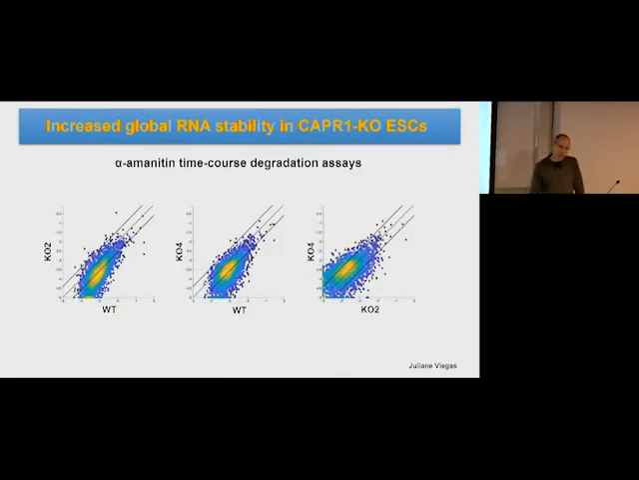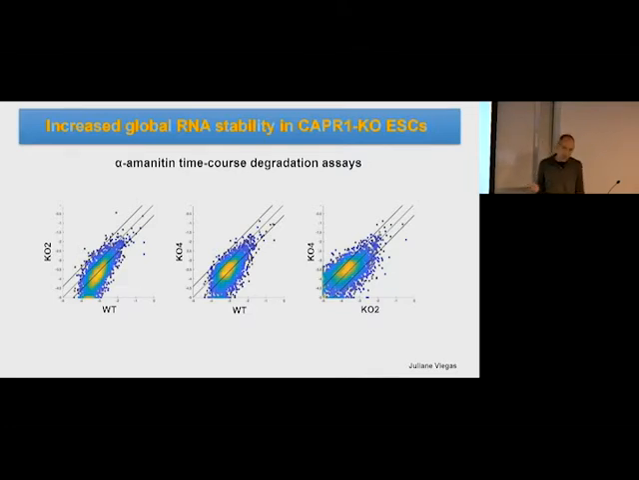So we went genome-wide, and we did the same experiment. What we're doing here is treating the cells with alpha-amanitin, which blocks RNA transcription. And then we take time courses, so every 2 hours or so, we collect the RNA. And then together with Michal Rabani, who is an expert in RNA degradation kinetics, we did modeling of the RNA degradation assays, and we looked for global changes in RNA degradation.